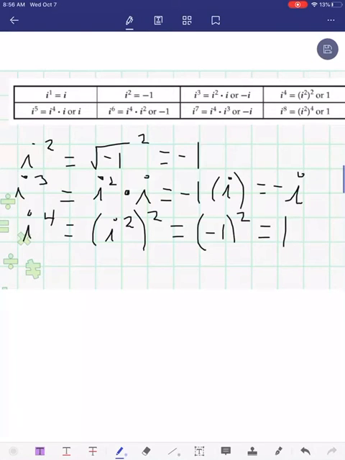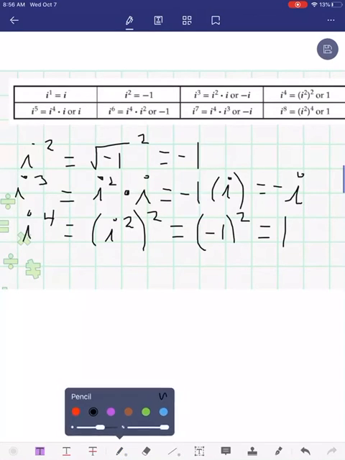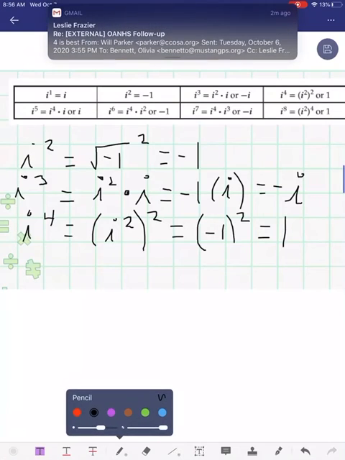Now, we should notice that in our next row, it basically repeats itself. So notice that i to the 5th is i, i to the 6th is -1, i to the 7th is -i, and i to the 8th is 1. So it's going to repeat itself in a cycle of 4. So the way that we can figure something out if we have anything bigger than that is by looking at how many times 4 goes into that particular number.